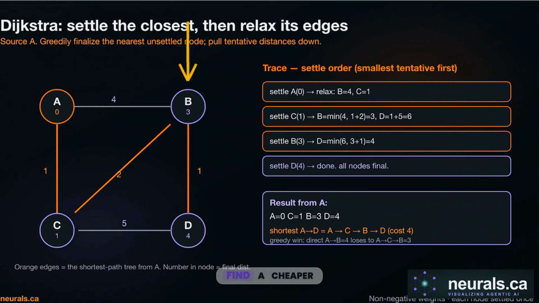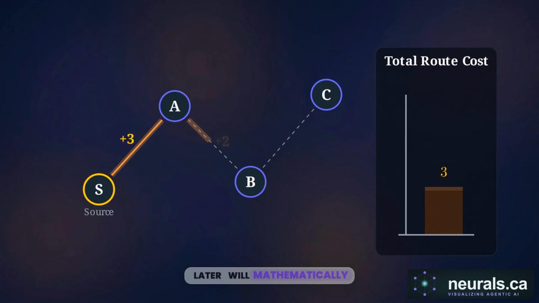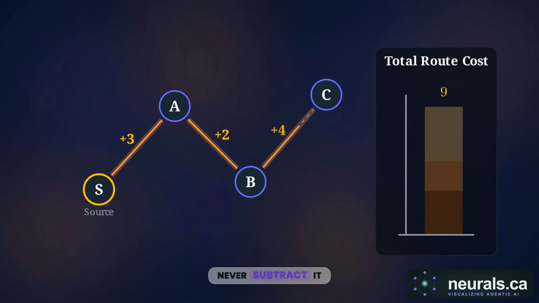From C, we find a cheaper detour to B. B's distance drops from 4 to 3. We repeat this process, settling the remaining nodes in order of their lowest current cost. The result is a completed shortest path tree, where the indirect route from A to C to B actually beats the direct connection. This one-way commitment works because we assume all weights are positive. Any extra edge added to a route later will mathematically only add cost, never subtract it.